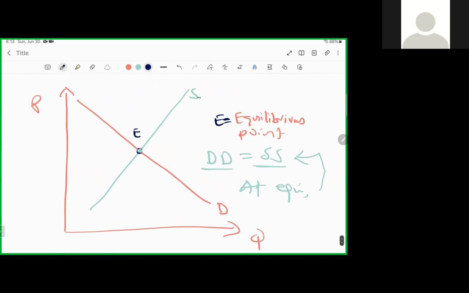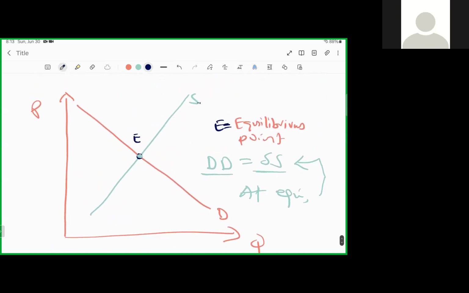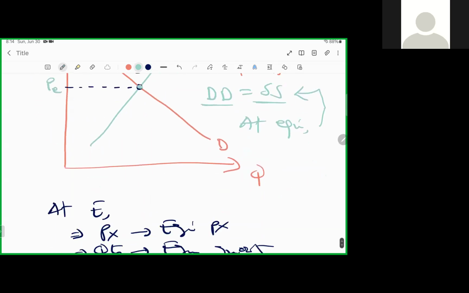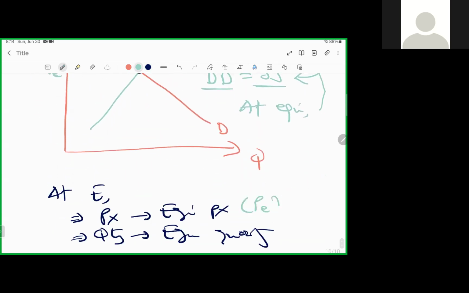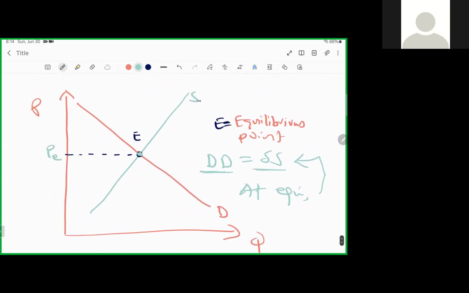Now, when you go back to this particular diagram that we are looking at, you will notice that to the left we have the price axis, and down there we have the quantity axis. So to know the price at equilibrium, or the price at which demand is equal to supply, you would trace it to hit the price axis. Let's say PE. This PE is the equilibrium price. It is that price at which demand is equal to supply.